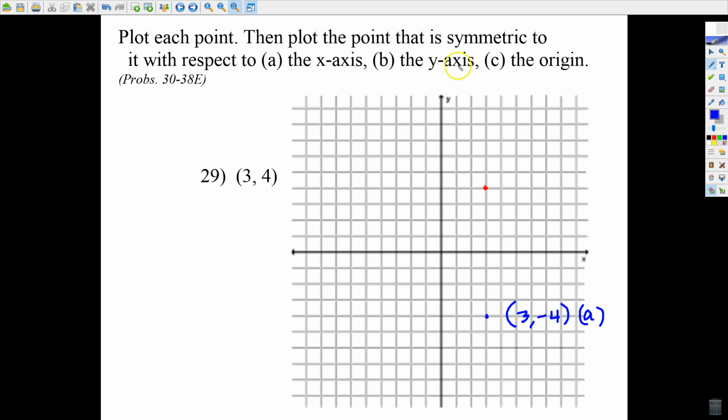Okay, now let's move to y-axis symmetry. Well, here's the y-axis. If I want to create y-axis symmetry, then I move the same distance away from the y-axis on that same horizontal line. And that would be the point (-3, 4). And that's the answer to letter B.